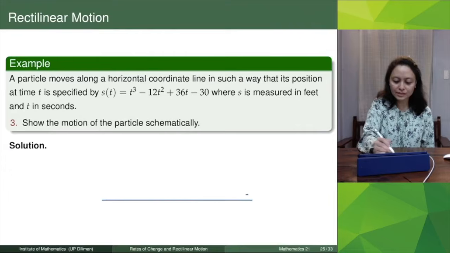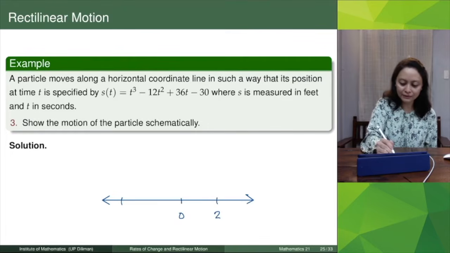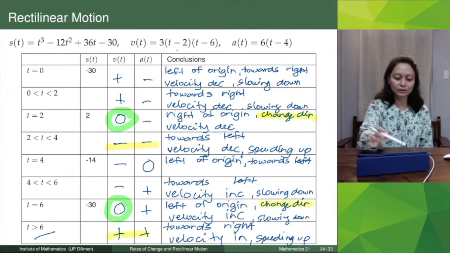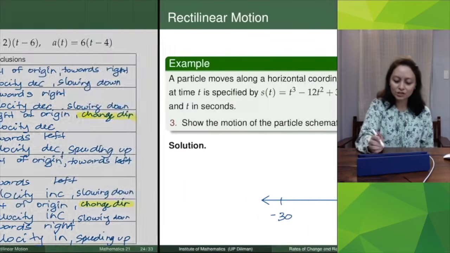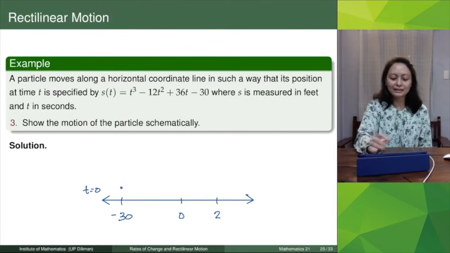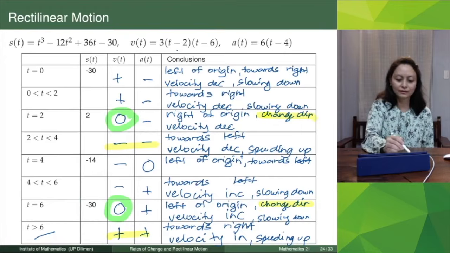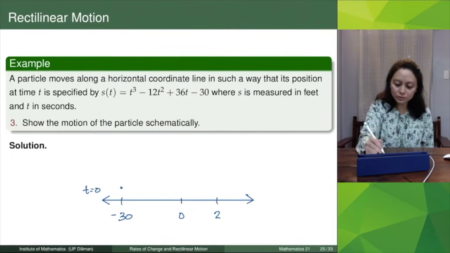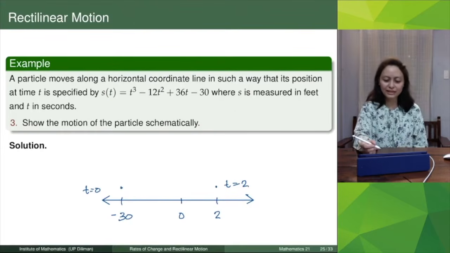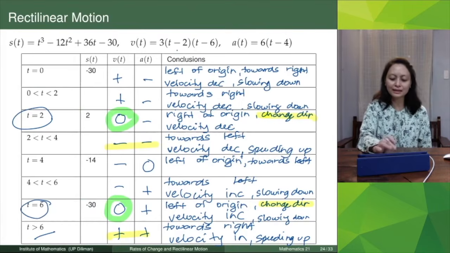So, suppose this is our horizontal axis. If this is 0, ang kailangan lang natin, negative 30 and 2. Okay? Kasi dito nag-change ng direction. So, at t equals 0, andito yung particle natin. Then, at t equals 2, ito, t equals 2, andito na siya. 2 units to the right of the origin. Then again, at t equals 6, it's at negative 30.